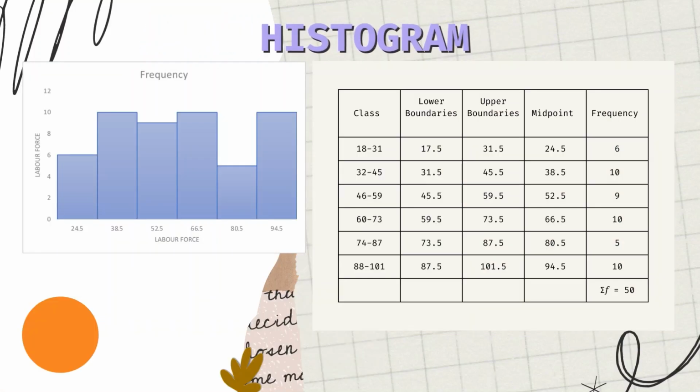Okay, next we have the histogram. Here we have class, lower boundaries, upper boundaries, midpoint, and frequency. To get the midpoint, we take the lower class limit plus the upper class limit, and we divide it by 2, and we get the midpoint.